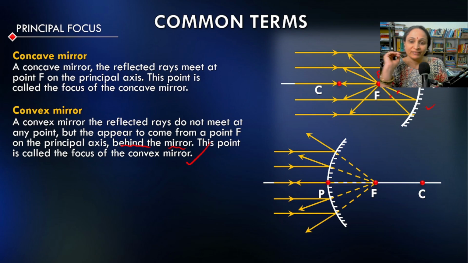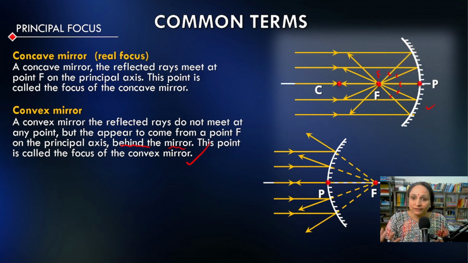Right? So all of you are very clear about what is focus? Yes. Now, in a concave mirror, the focus is real because all the rays are actually meeting at a point. So this point is called the real focus. And in the case of the convex mirror, the rays are not meeting, but they are appearing to meet. So this is called the virtual focus.